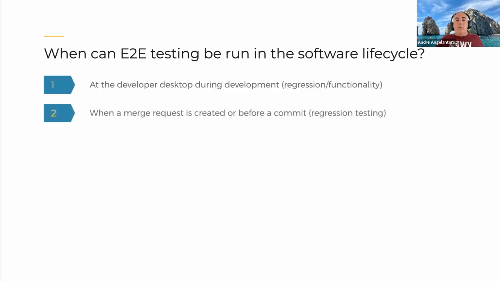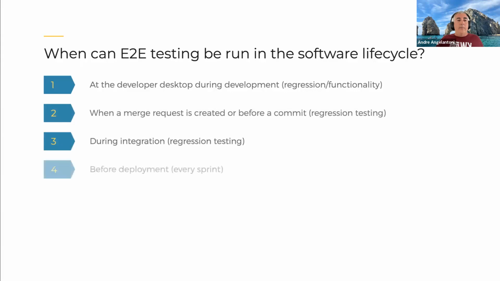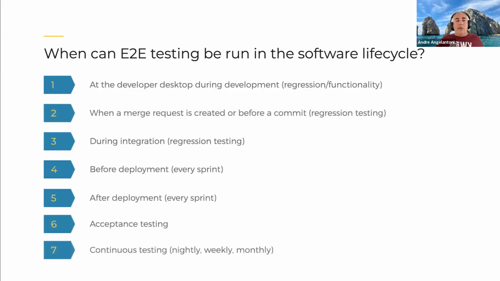When a merge request is created, or before a commit, if you're not using merge requests, during integration, more regression testing, before deployment, after deployment, during acceptance testing. And you can have continuous testing, which means that you're running your suite of tests on some regular basis. So these are the most common places that you are going to want to look at adding end-to-end testing and automated testing. So in other words, test early, test often.